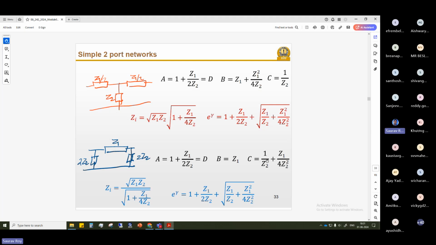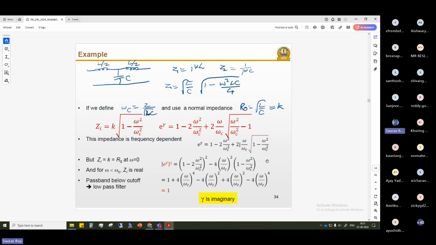Now let's see how we can implement this Z1, Z2. A simple example is inductor and capacitor, right? We take Z1 as L and Z2 as C. Can anyone tell me how this circuit will work? What is the behavior of this circuit?